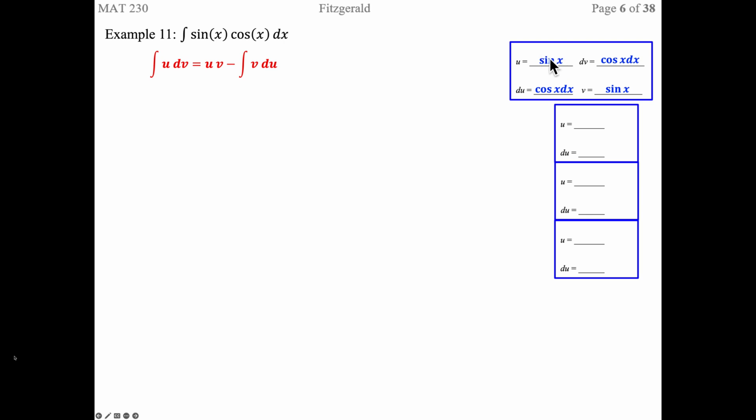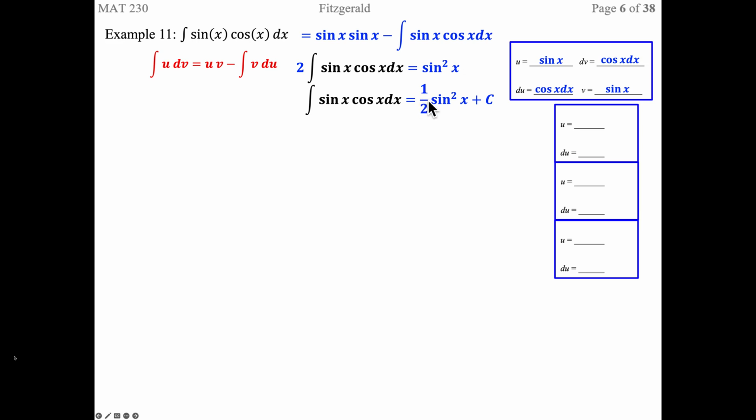So that's why I did choose cosine here, because that would introduce negative signs to my other two answers down below. So to complete this by integration by parts, you have sine of x, those two multiply together, minus the integral of sine of x times cosine. Oh, wait a minute, I just started with that. So this is one of those circle backs. Add this over to here, that gives you 2 integral sine of x cosine dx equals sine squared of x. Divide over the 2, and you get 1/2 sine squared of x plus your c.